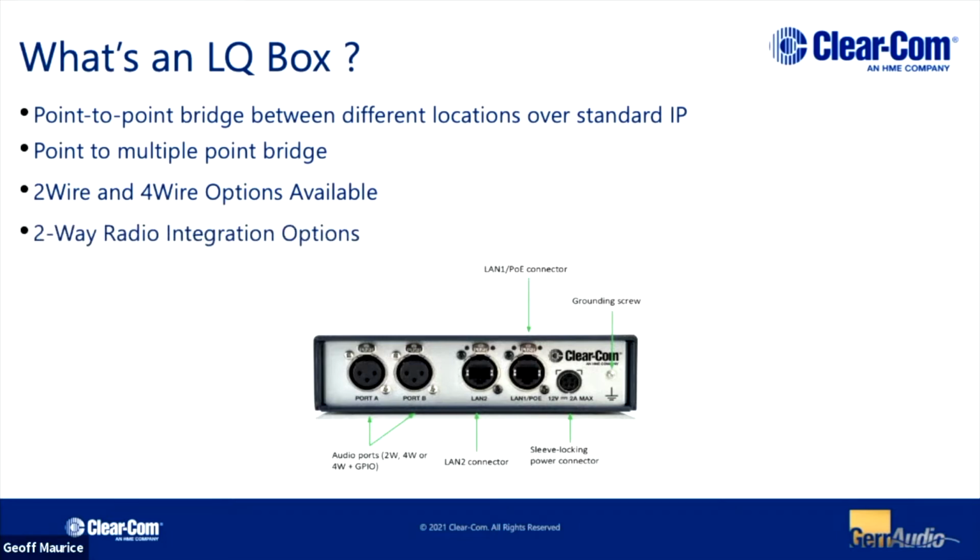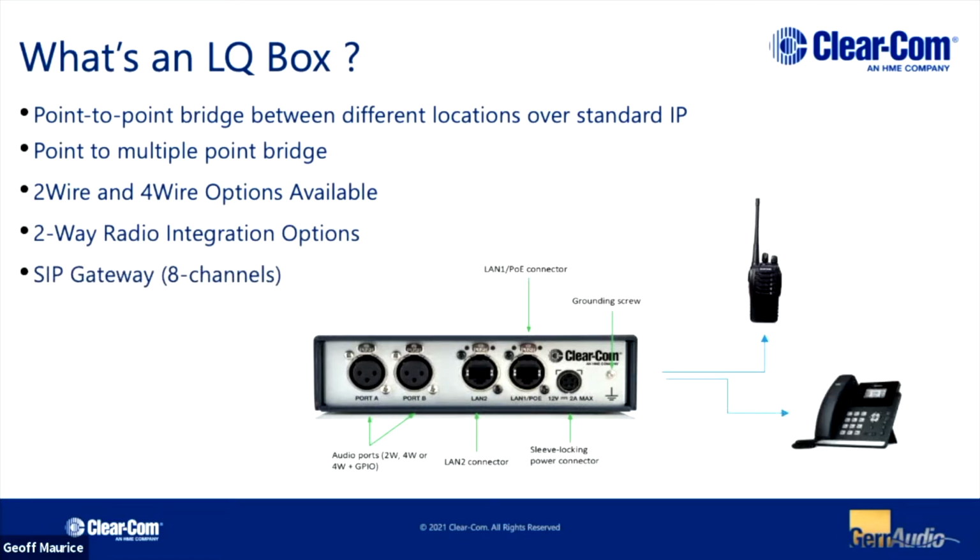They also enabled the ability to integrate 2-way radio. We'll talk a little bit about that in a minute, where we can tie these in and use the data functionality on the LQ box to do the call signaling. More recently they added the ability for the LQ box to be a SIP gateway. This allows you to assign up to 8 different extensions to the LQ box, and you can decide what you want to do with each one, or they could be direct phone numbers to the outside world if you have a connection to a provider directly.